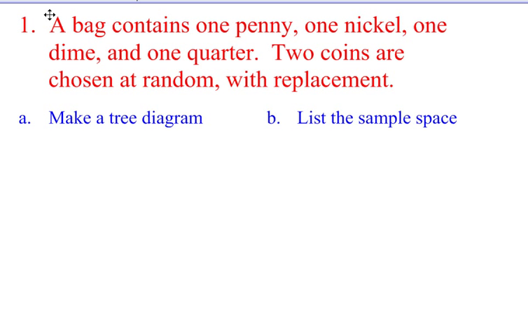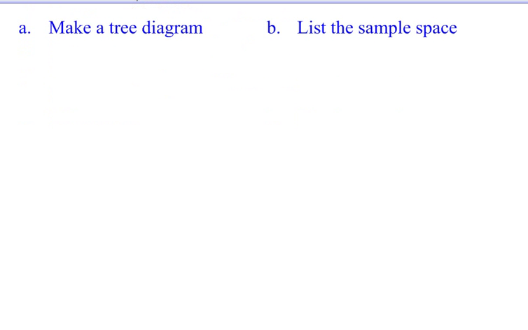Make a tree diagram. So what I would do to start is give myself all my options for my first pick. I could pick either a penny first, a nickel, a dime, or a quarter. So those are all my options on my first draw from a hat or a bag or whatever it is. That's what I could draw.